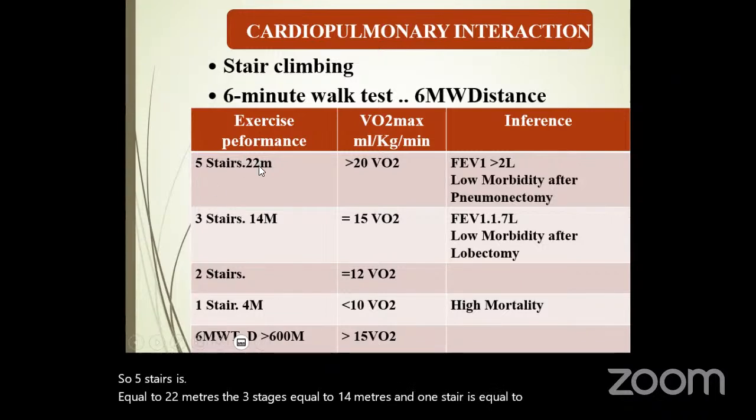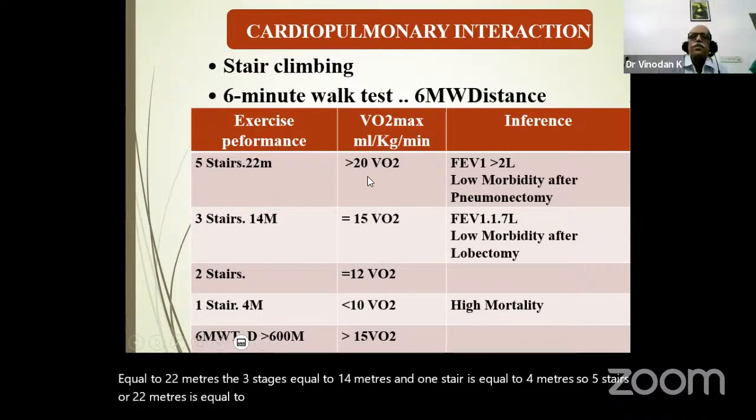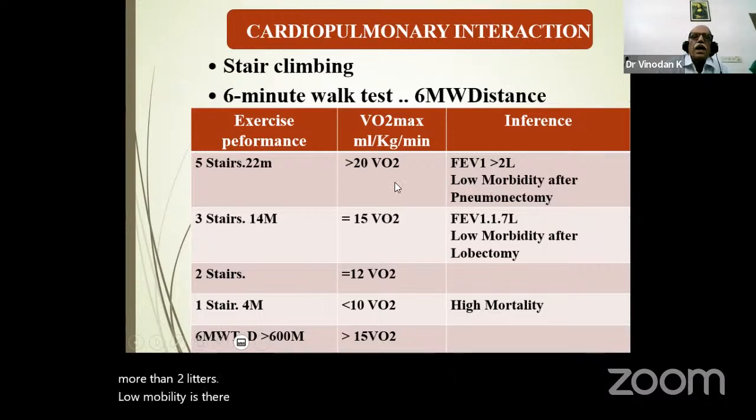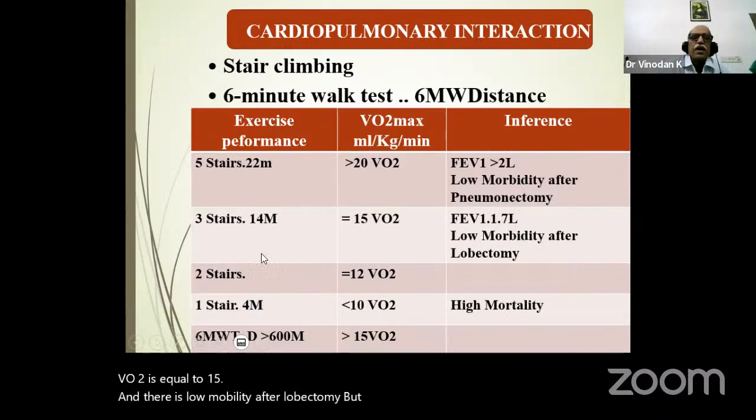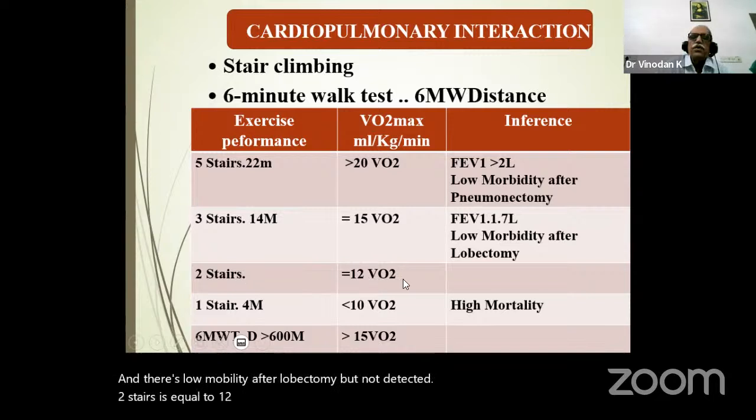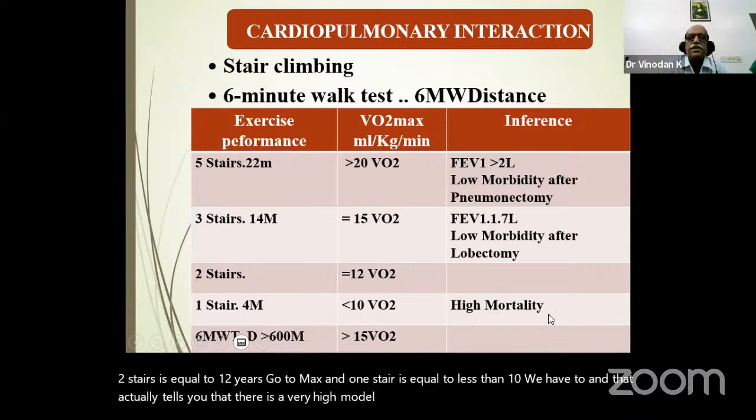So 5 stairs, or 22 meters, is equal to a VO2 max of more than 20, and the inference is that FEV1 is more than 2 liters, and there is low mortality even after pneumonectomy. 3 stairs, that is 14 meters, is a VO2 of 15, and there is low mortality after lobectomy, but not pneumonectomy. 2 stairs is equal to a VO2 max of 12, and 1 stair is less than 10 VO2, and that tells you that there is a very high mortality in these patients.